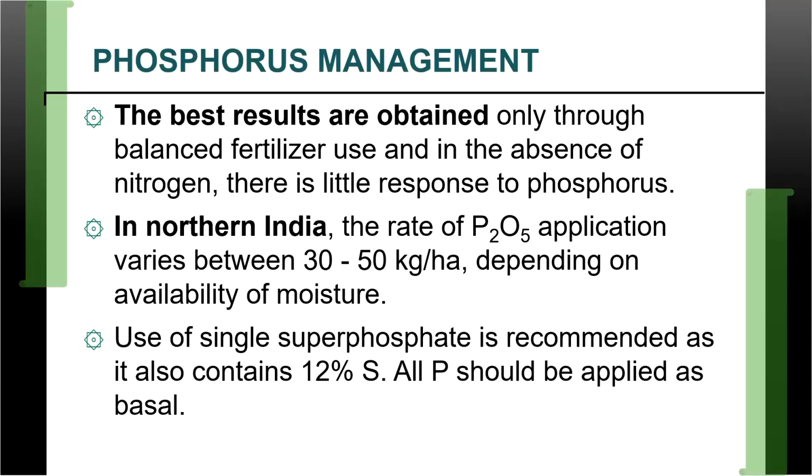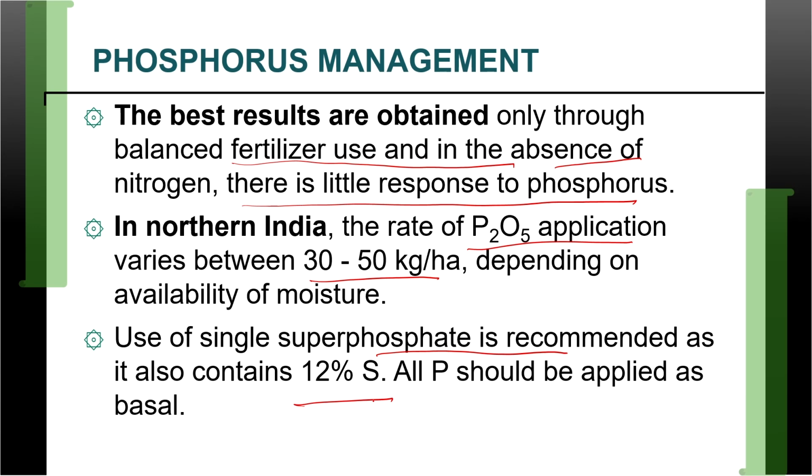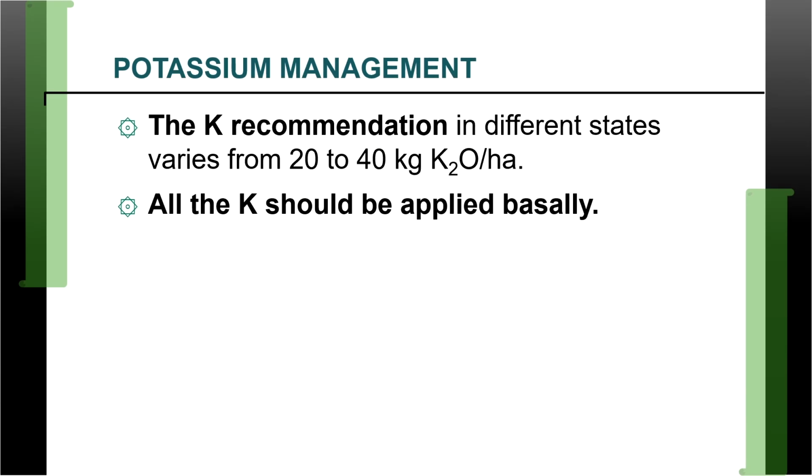Now phosphorus management. The best results are obtained only through balanced fertilizer use, and in the absence of nitrogen there is little response to phosphorus. In North India, the general doses are 30 to 50 kg P2O5 per hectare depending upon the availability of soil moisture. Use of single superphosphate should be preferred because it contains 12% sulfur also, and being an oilseed crop, rapeseed and mustard need a good quantity of sulfur also.